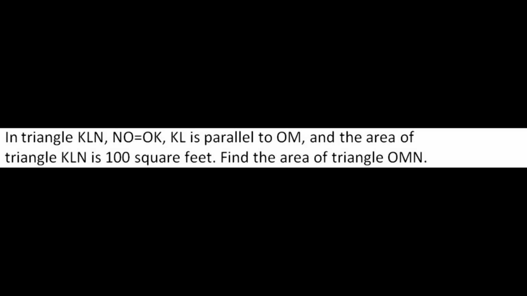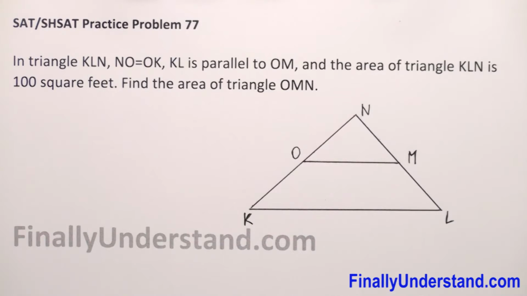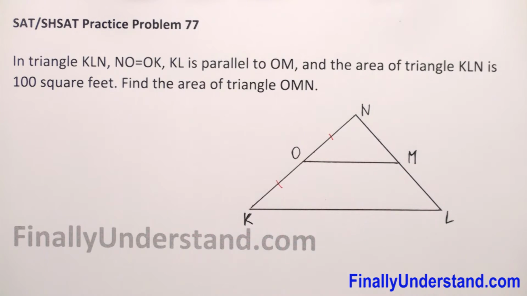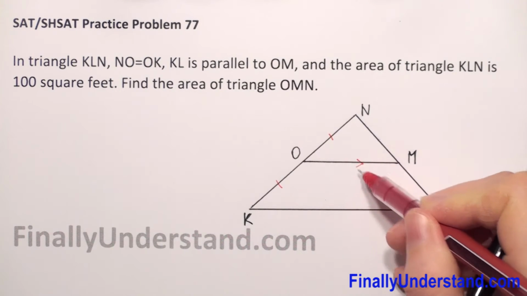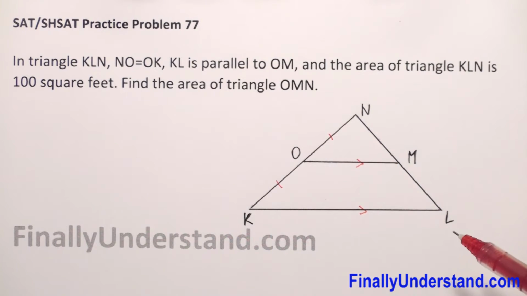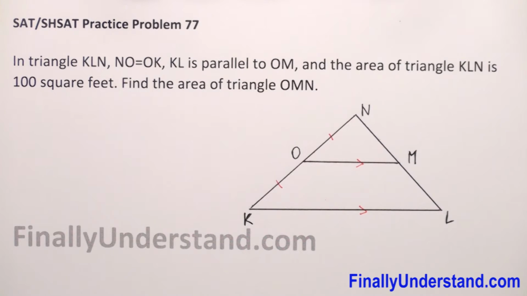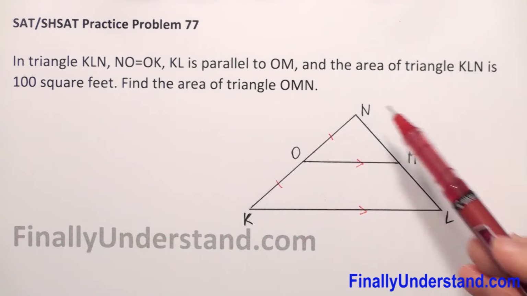Triangle KLN, NO is equal to OK. Right, red mark. What else? KL is parallel to OM. These two segments are parallel. And the area of KLN is 100 square feet. Find the area of triangle OMN.